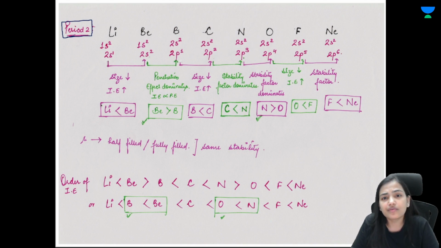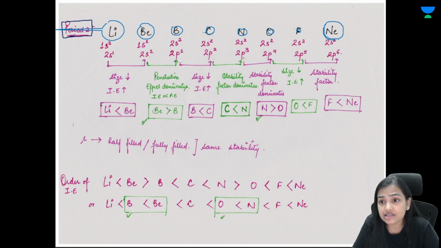You would say that when we are moving from left to right, the size decreases. If the size is decreasing, then what should happen? This is neon. In neon there is a van der Waals radius, which I discussed in my previous lecture on atomic radii, so please have a look at it if you don't know. In the case of neon, the size is not small. So when you look at the size of the atom, you would say the size decreases, so the ionization energy has to increase.